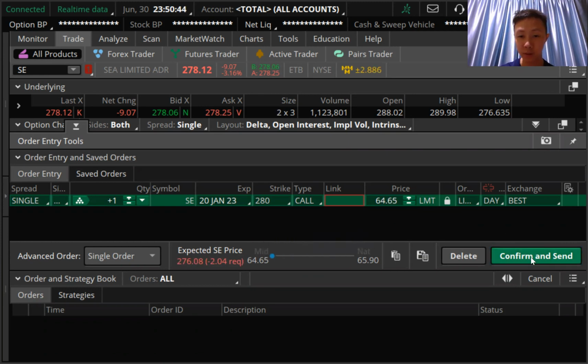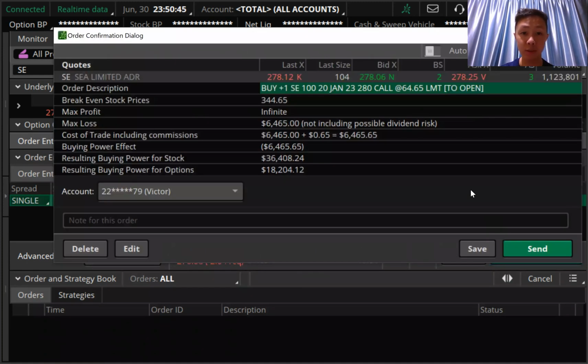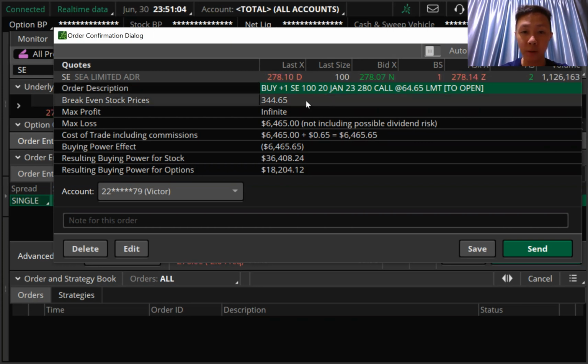Click here, and then you'll see, create a habit to read order description all the time. Buy one contract of SE, the expiry date, buying call, how much I need to pay, 6,465. Buy to open. The break even and stop price you don't need to see because we are not planning to exercise the contract anyway.